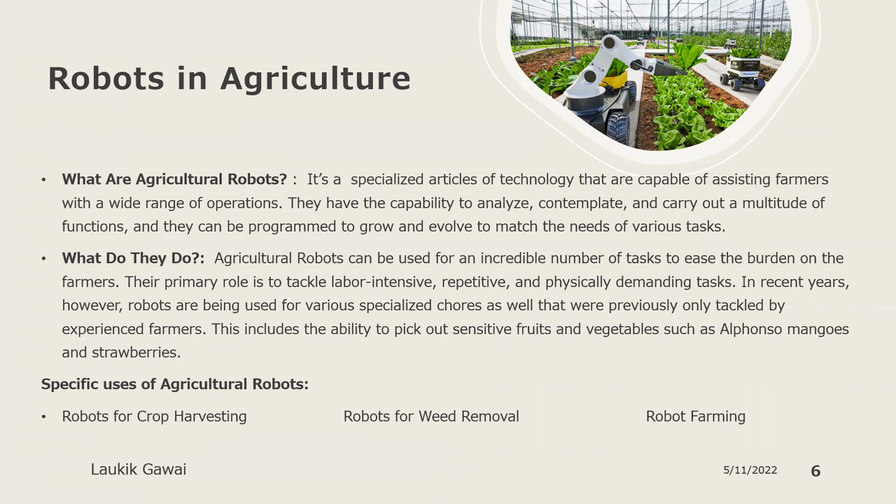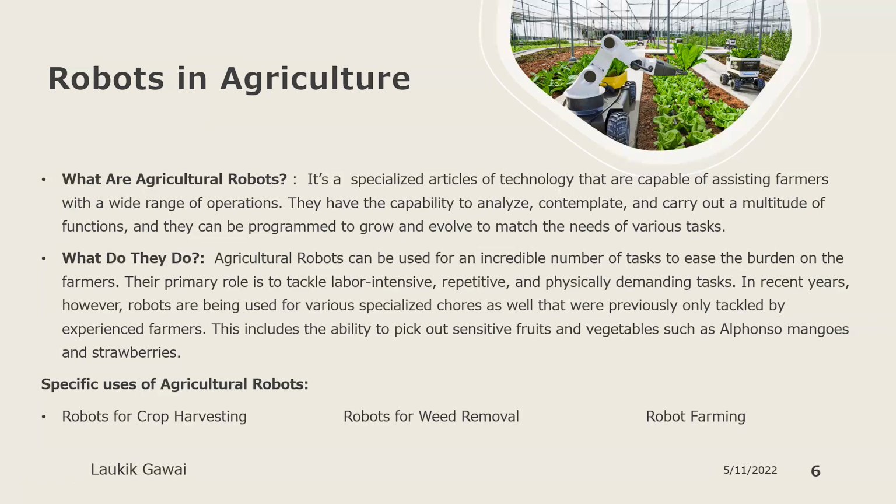So what can they do? An agriculture drone can be used for an incredible number of tasks to decrease the burden on the farmer. The primary role of this is to tackle labor-intensive, repetitive, and physically demanding tasks. In recent years, as we know, robots are being used in a very specialized way to tackle labor-intensive work. It will also be used to increase accuracy, which can't be achieved by manual work.